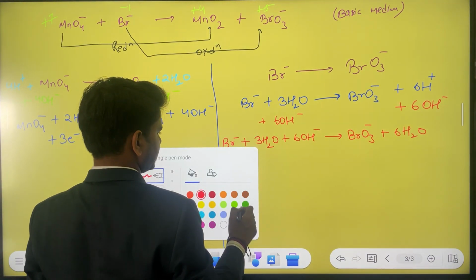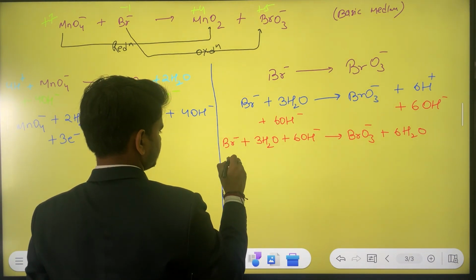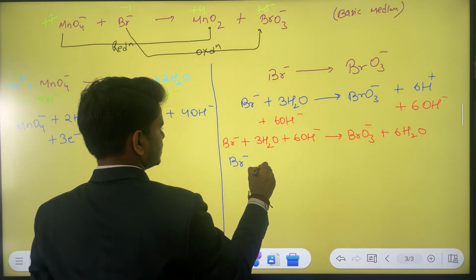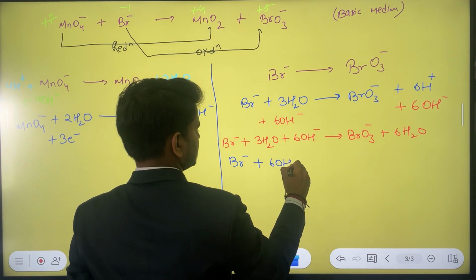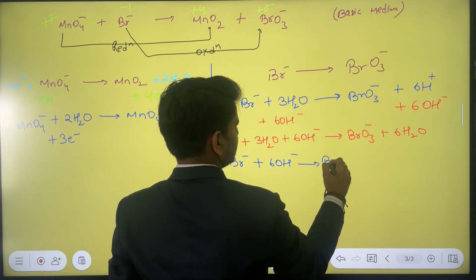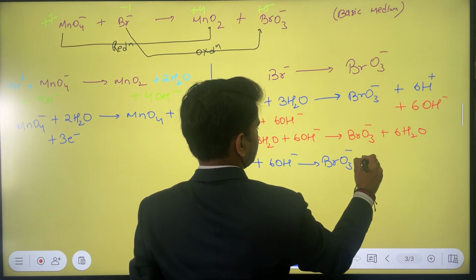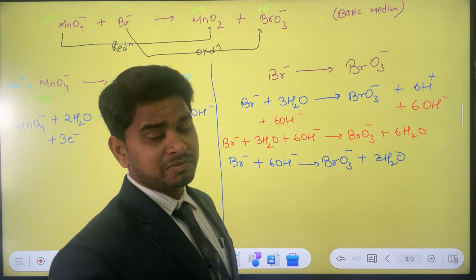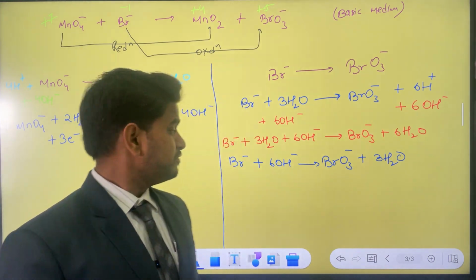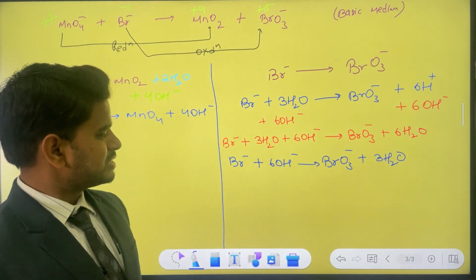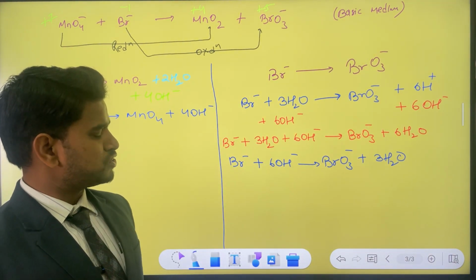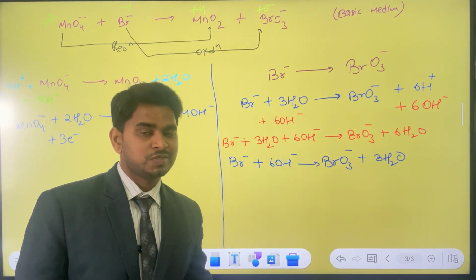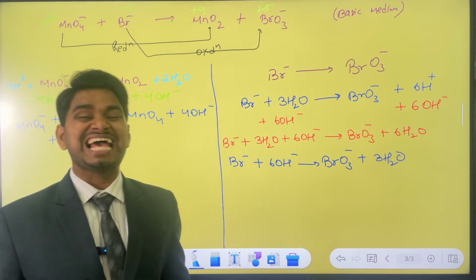Chalo, let me write it once again. Br minus plus 6 OH minus, giving you BrO3 minus plus 3 S2O. So after balancing everything, what exactly do we balance? We balance the charge, and we can see we have -1 and -6. So basically we have 7 minus charge here, and we have -1 only. So it means what? We need 6 extra electrons.